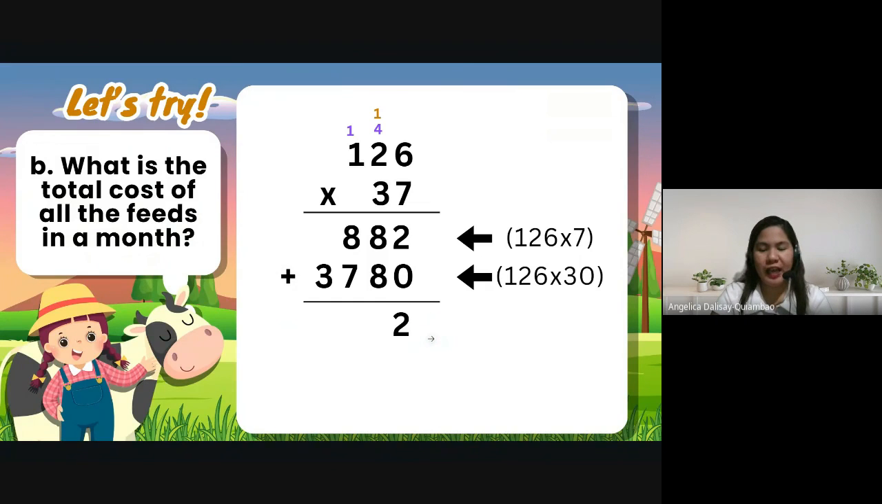Next we will add the two products. So you will have 2 and then 8 plus 8, 16, carry over 1. 8 plus 7, you have 15, add 1, you have 16, carry over 1. You have 3 plus 1, and then you have 4.